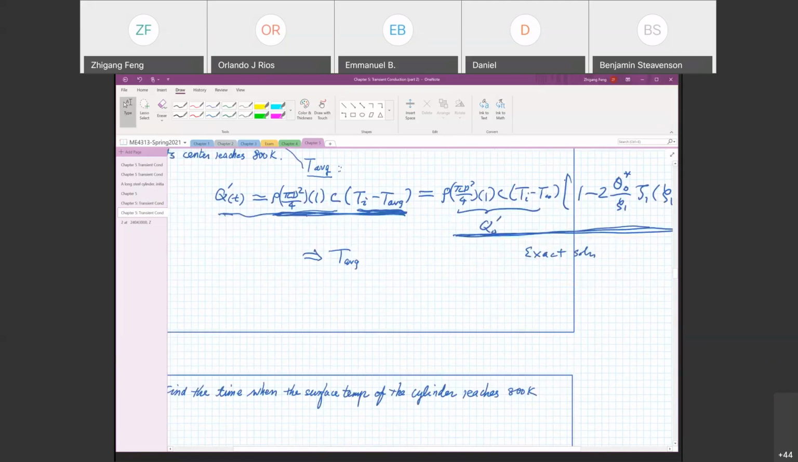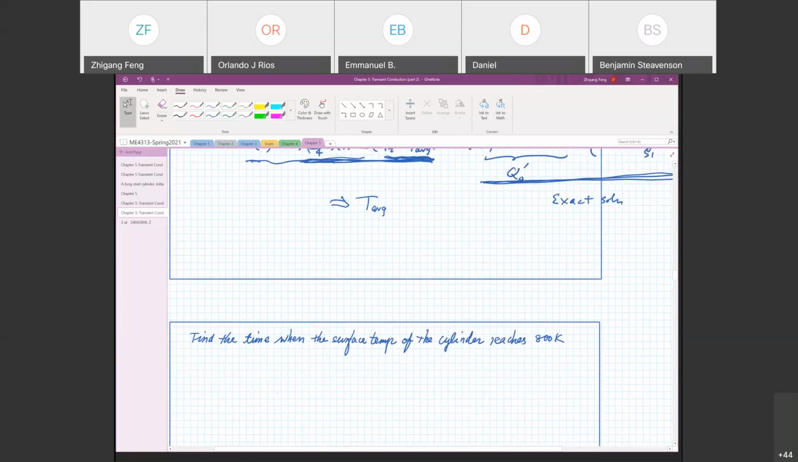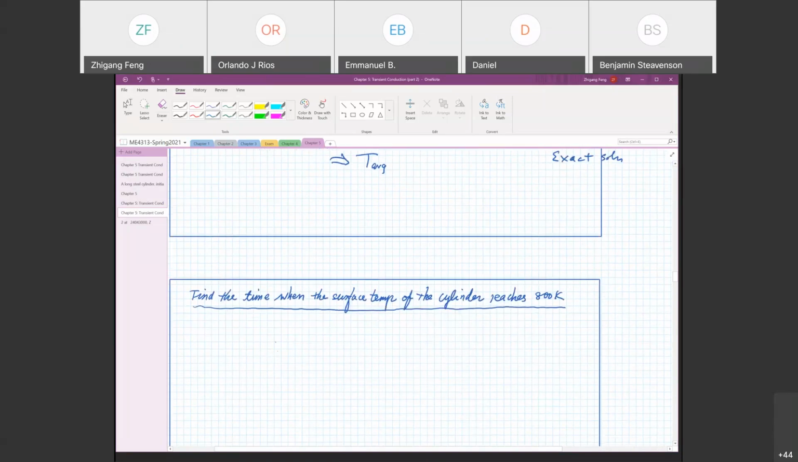Another follow-up question can be: find the time when the surface temperature of the cylinder reaches 800 Kelvin. In the original example, we found the time when the center line reached 800 Kelvin. Now we want to know how long it will take for the surface temperature to be 800 Kelvin. To solve this problem, we just utilize the exact solution.